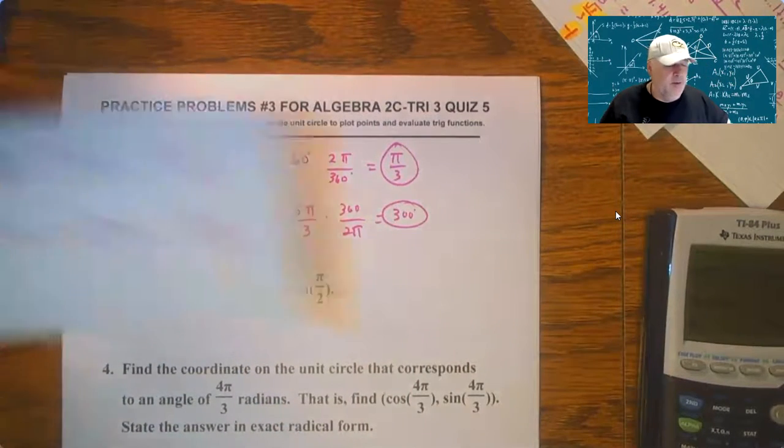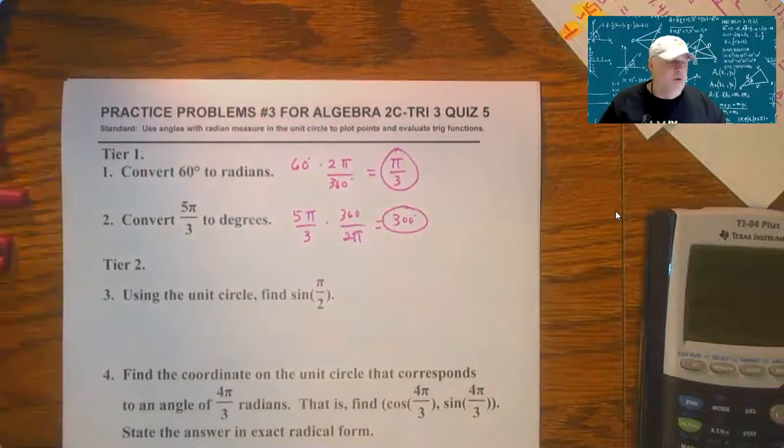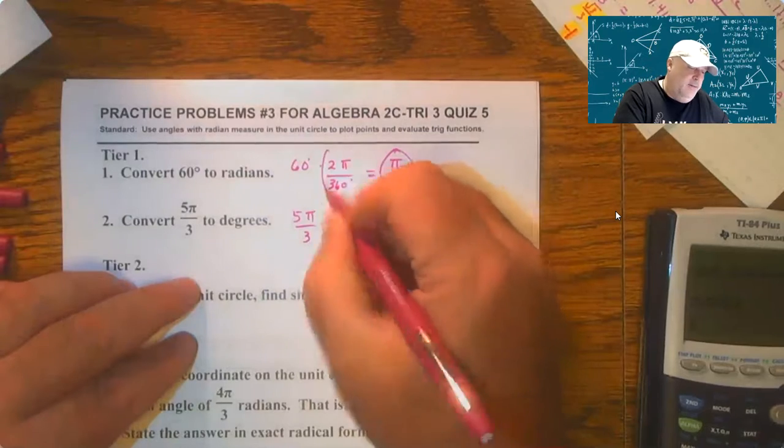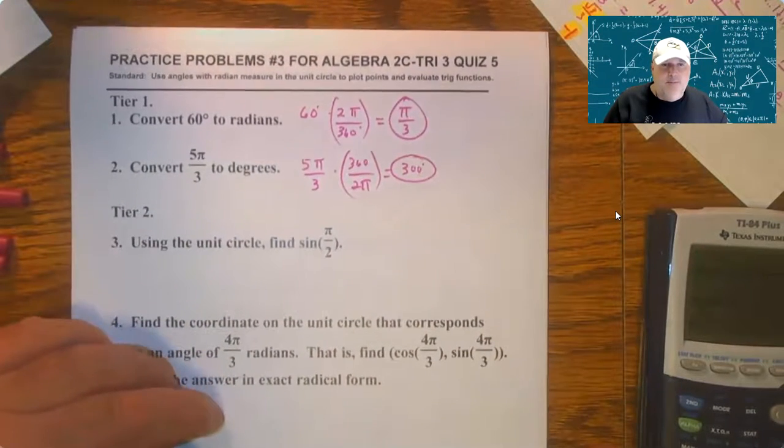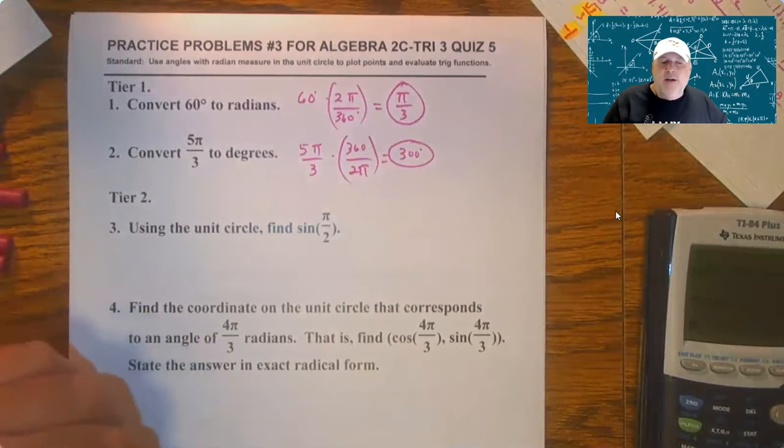But these are your converting factors. Some people just use pi and 180. I don't like to do that because it's not really getting at the concept of the equality of 2 pi and 360. Using the unit circle, find sine of 2 pi.